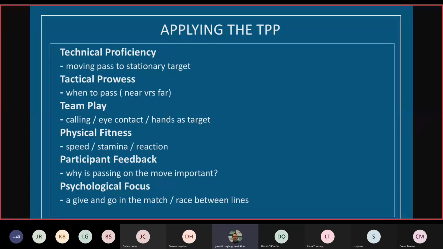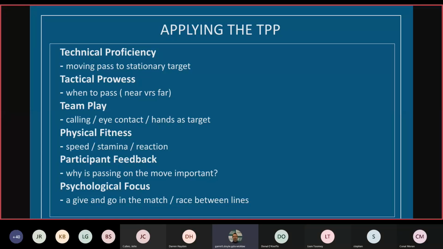Team play, again, there's more need for calling, more need for eye contact, more need for the hands to be up as a target. Physical fitness is developed a bit further here, so we increase the stamina because the distance is a bit further. Speed, because you want to encourage them to do this a bit faster, similar to a match.